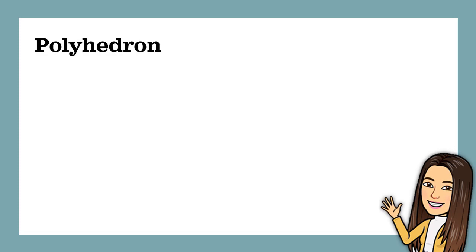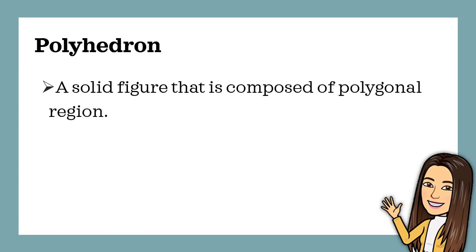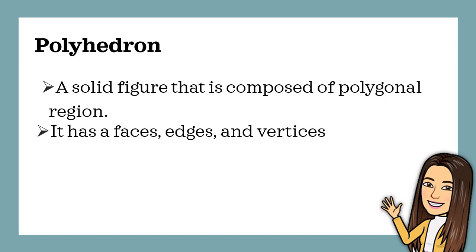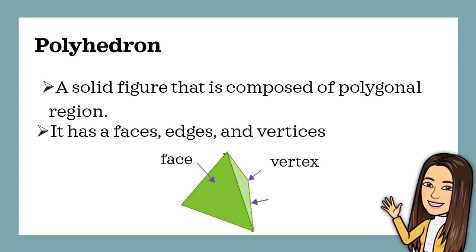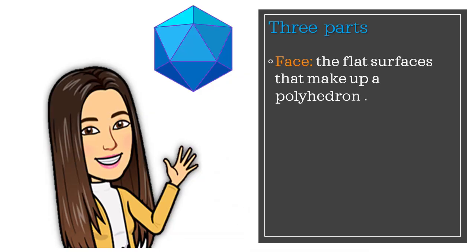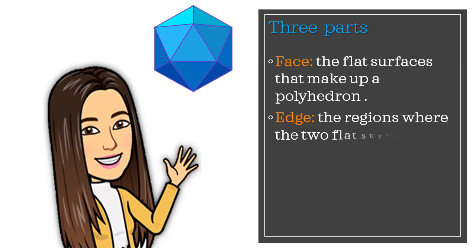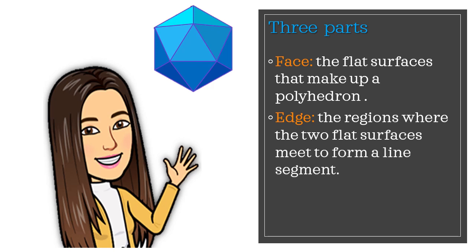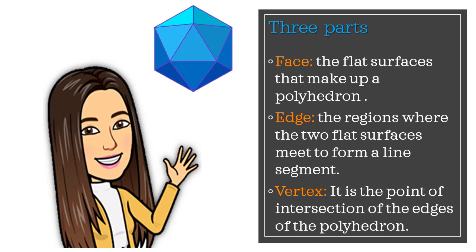A solid figure that is composed of polygonal regions is called a polyhedron. It has faces, edges, and vertices. Face is the flat surface that makes up a polyhedron. Edge is the region where two flat surfaces meet to form a line segment. And another part is the vertex. It is the point of intersection of the edges of the polyhedron.